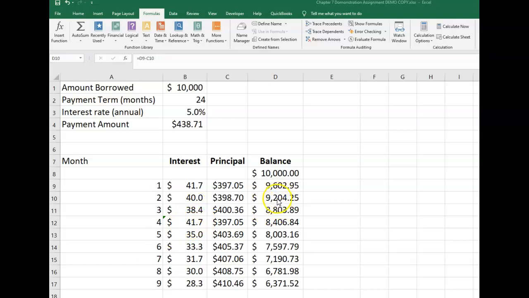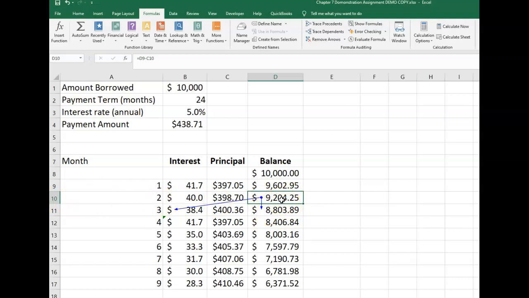So I think I'll start out highlighting D10, and trace dependents. And this number is used to calculate the interest for period 3 and eventually the new principal balance after applying this much principal. This would be the new principal balance. This number minus that number equals that number. So dependent upon the balance in D10 are these two numbers.